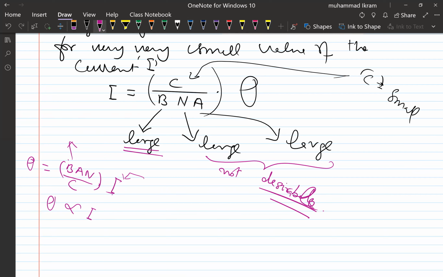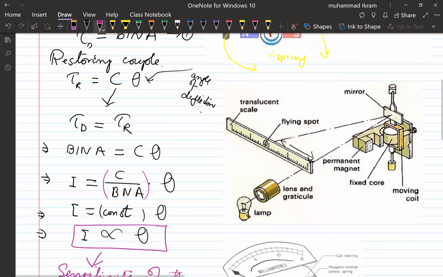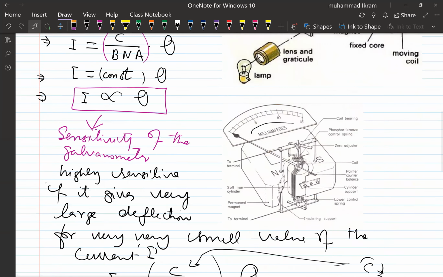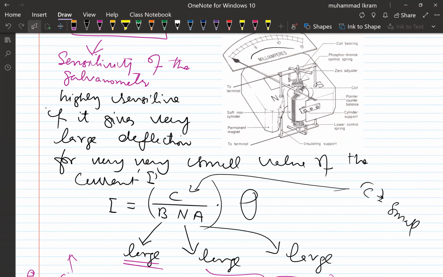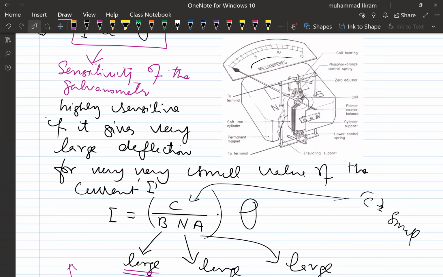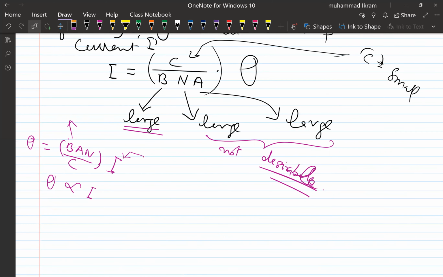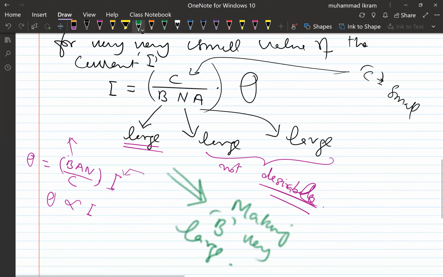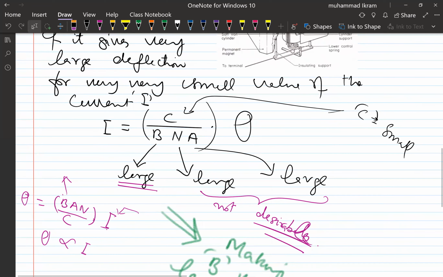Why? Because if you make the number of turns more, the coil will become too heavy and it may break the suspension wire. If you increase the area, then the galvanometer will become out of proportion and very bulky. And if you want to make C small, you may have to use a very thin wire. A wire of very thin diameter may cause trouble. It may break, and this will not be a desirable option. So the best option for increasing the angle of deflection, or for a small value of I, greater θ can only be obtained by making B very large. So this is the sensitivity of the galvanometer.